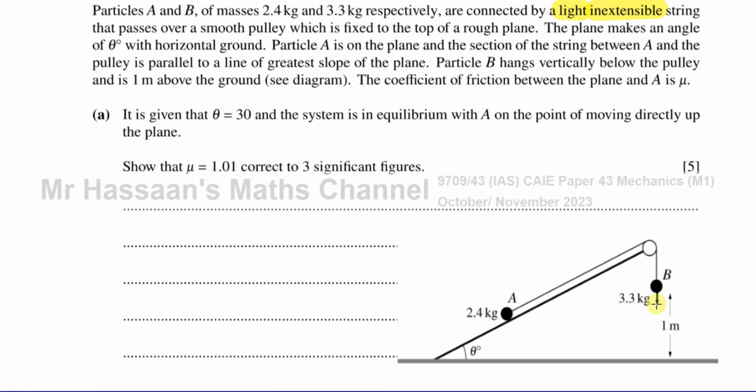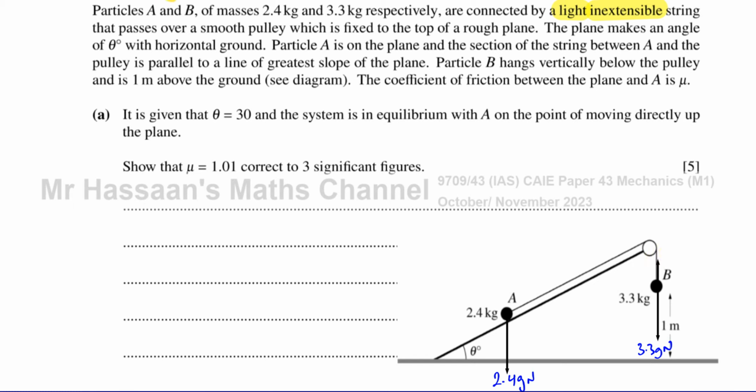The weight of B is 3.3 g, which is going to be 33 newtons. I'll just keep it as 3.3 g newtons. And the weight of A is going to be 2.4 g newtons. Those are the weights. You also have the tension in the string. So the tension pulling up on the particle B would be acting in this direction. That's the tension in the string there. And this tension will be the same because we have a light string and a smooth pulley.